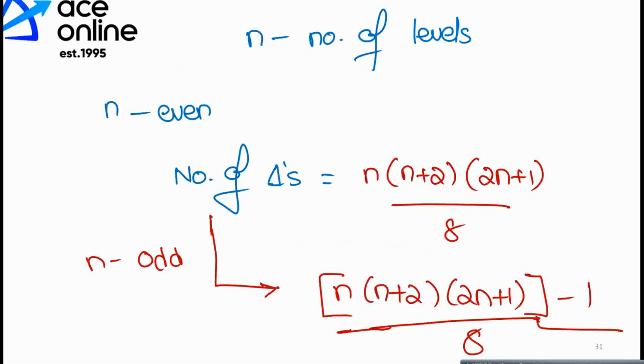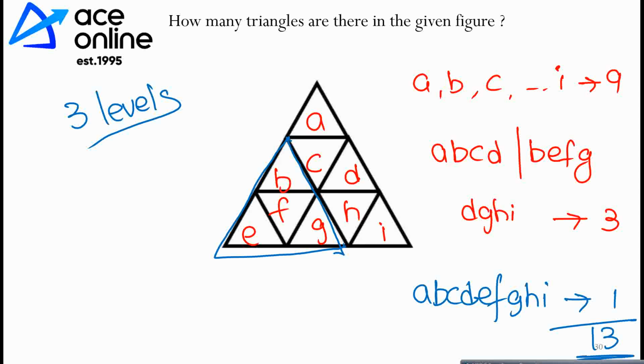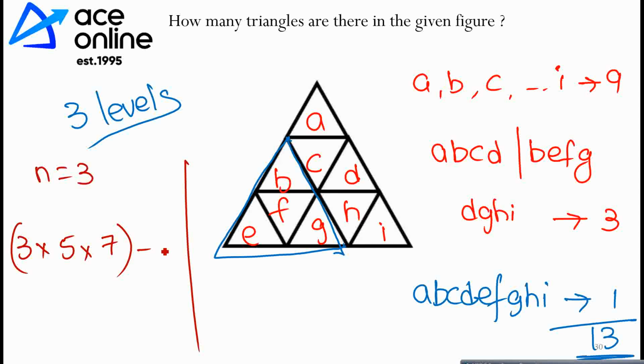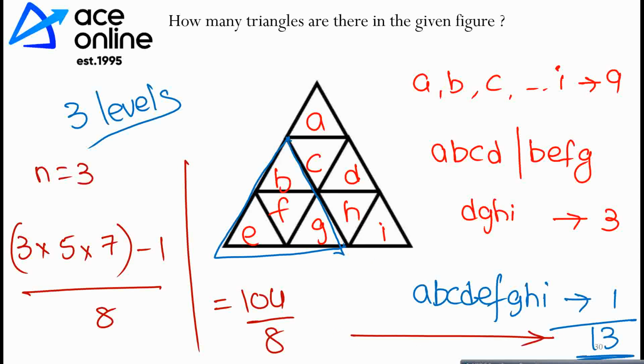And we can verify that in the previous one, where the n value is 3. Our formula is n into n plus 2 into 2n plus 1, the entire thing subtracted by 1, then divided by 8. 3 into 5 is 15, 15 times 7 is 105. 105 minus 1 is 104, divided by 8 is 13. You got the answer.